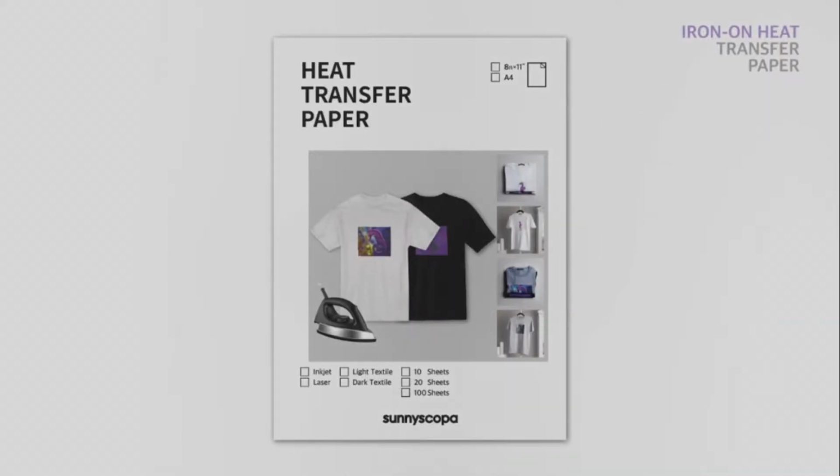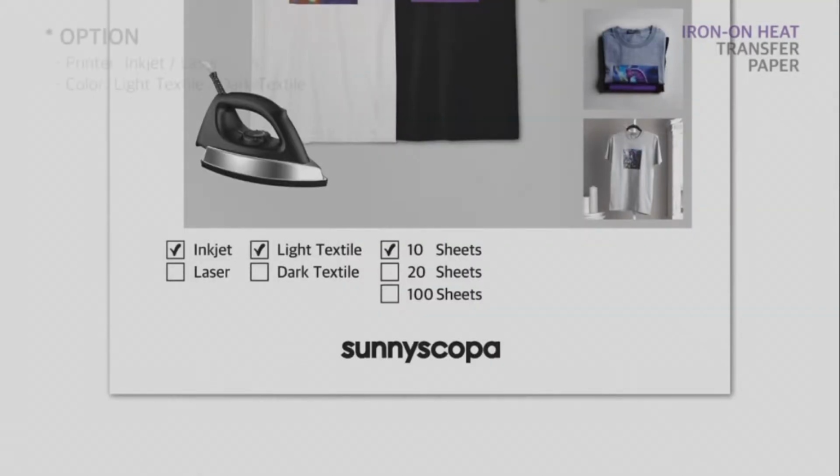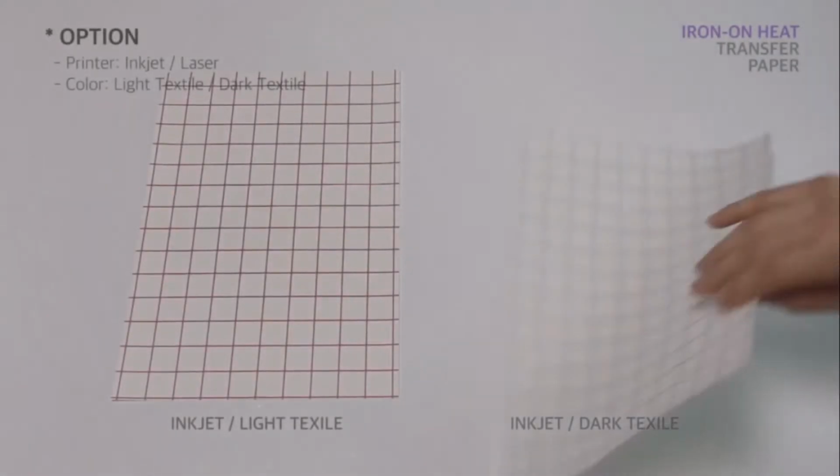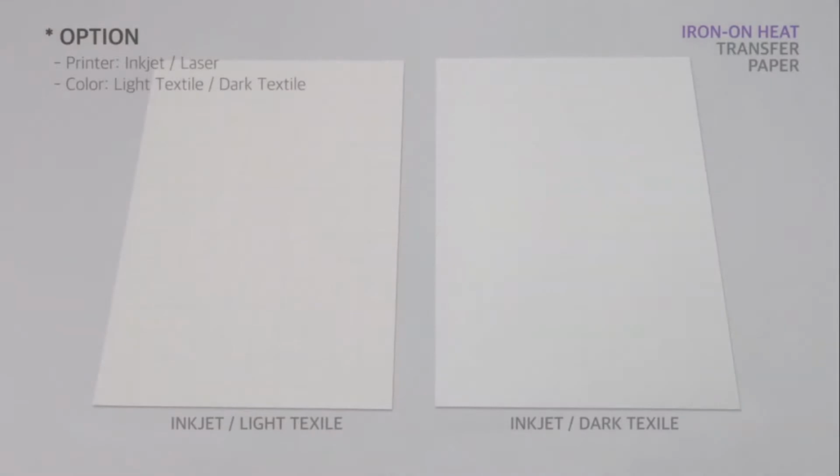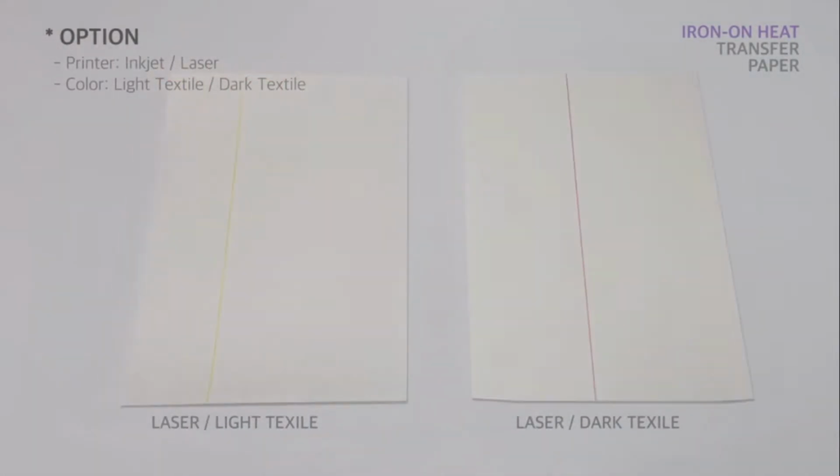There are two types depending on the printer used, for inkjet and for laser. Generally speaking, inkjet transfer papers tend to express better color, whereas the laser tends to be more durable. There are also different types depending on the color of the textile where the image will be applied.